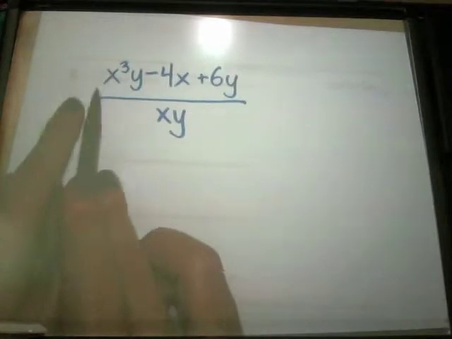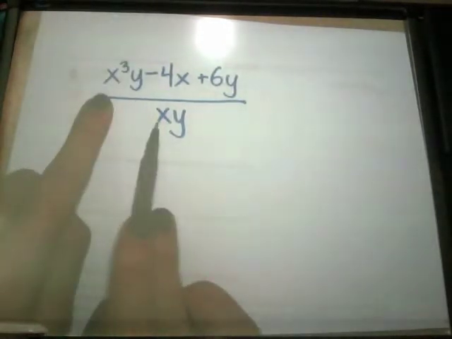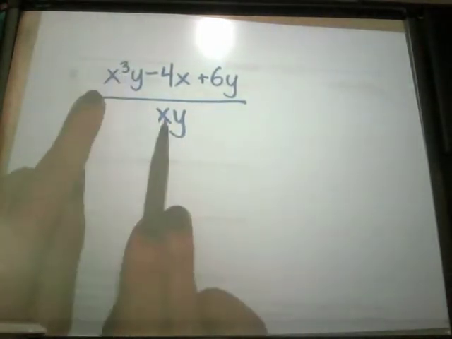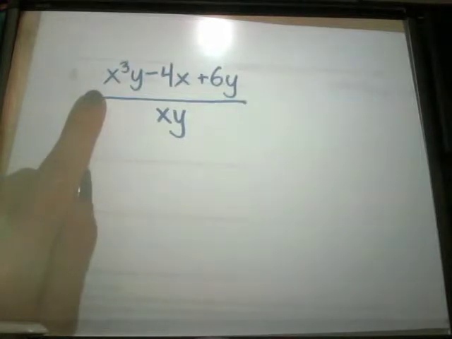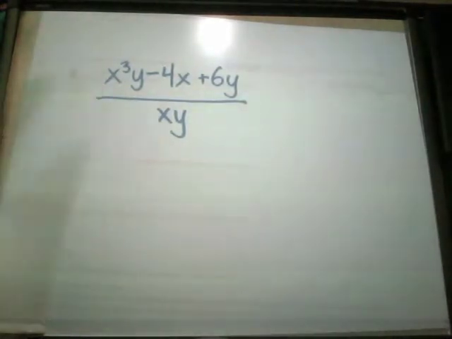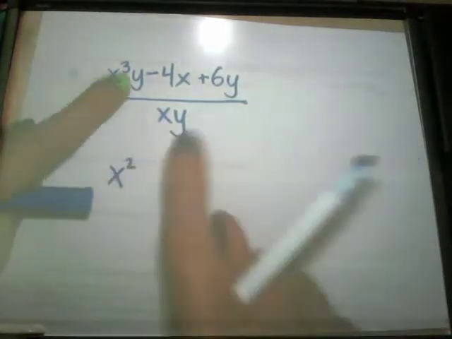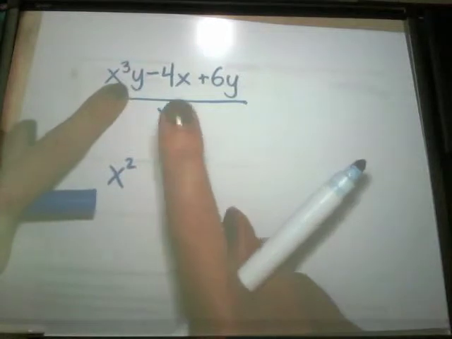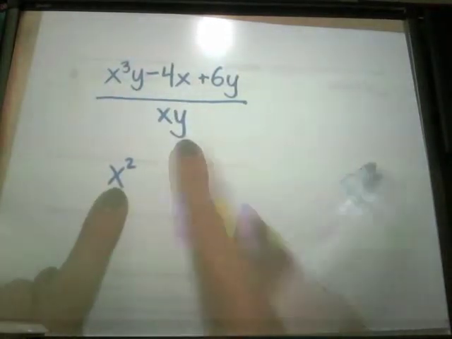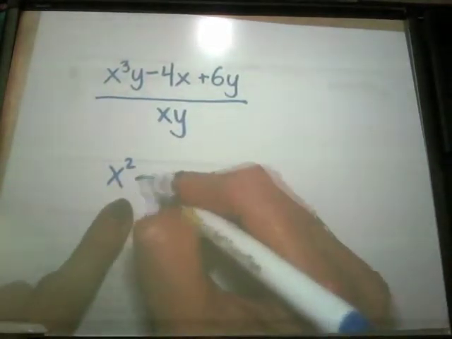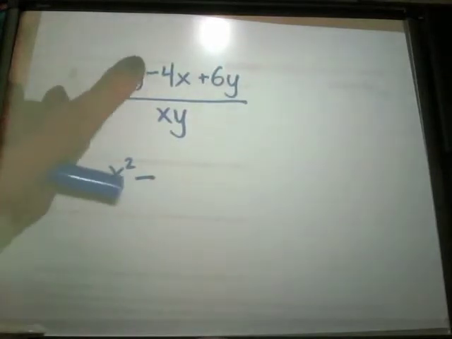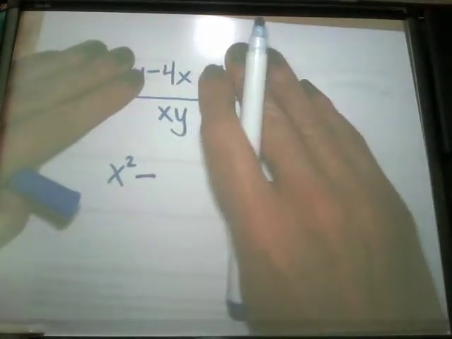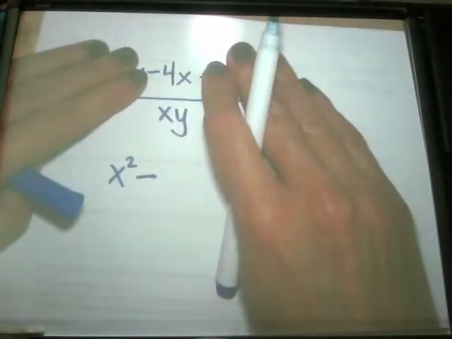I'm going to take this first term and divide it by xy. X cubed divided by x. What do I get? Jaden? Okay, good. X squared and y divided by y, they would both cancel out. One from the numerator, one from the denominator. So I'm left with x squared. Now, again, you can just try to visualize it, right? We could cover up the other parts and try to visualize.